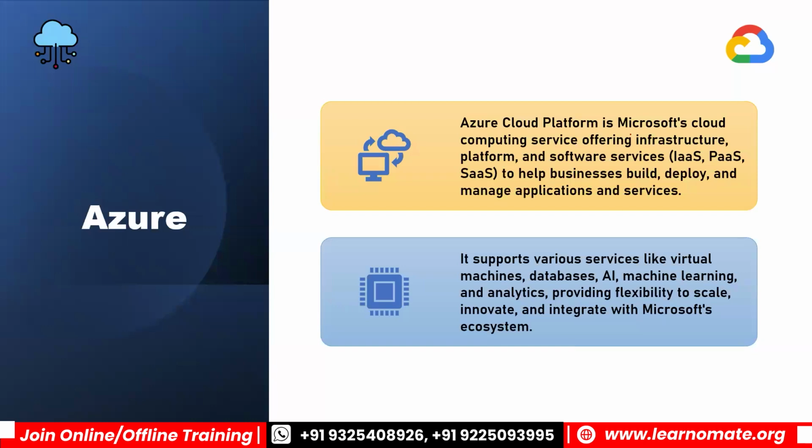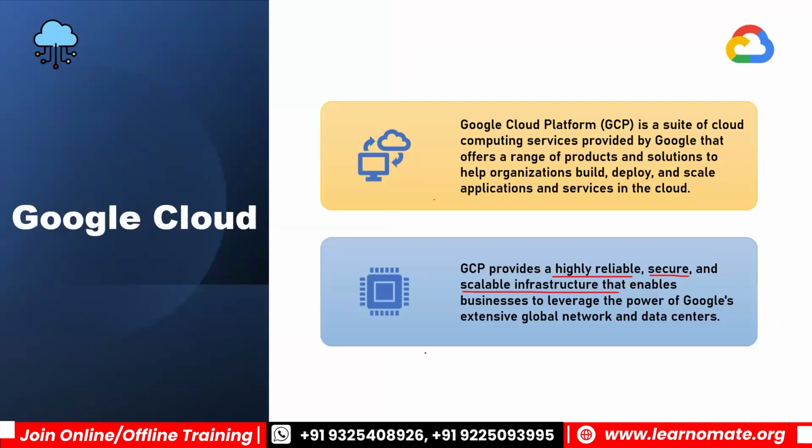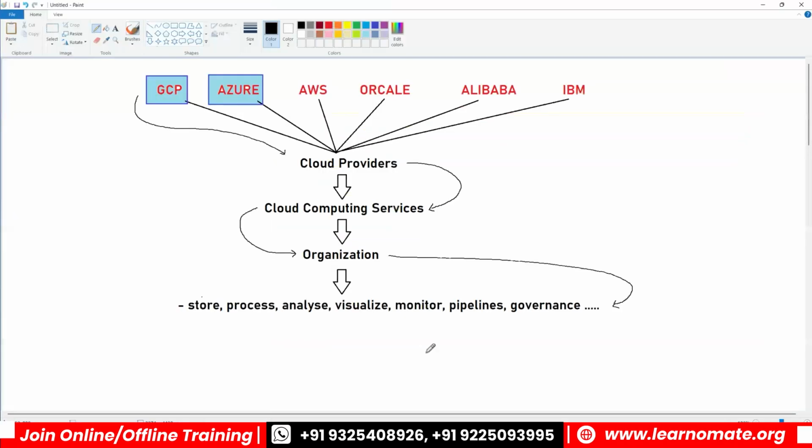Azure Cloud Platform is a Microsoft cloud computing service offering infrastructure as a service and software as a service to help organizations build, deploy, and manage applications and services in the cloud. The definition goes the same, no changes. So that's all. Any questions on GCP or Azure? Anyone have any questions on GCP or Azure here?